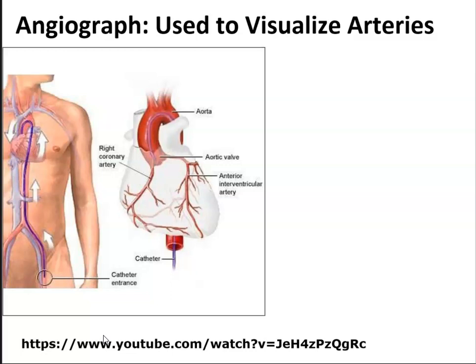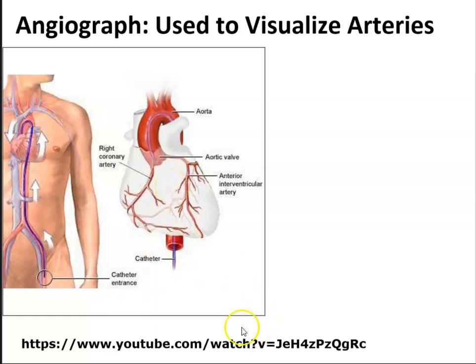So again, angio means vessels. Graphy is when we want a visual representation of the vessels. Angioplasty, plasty means surgical repair of. So angioplasty is the surgical repair of a vessel, specifically one of the coronary vessels.